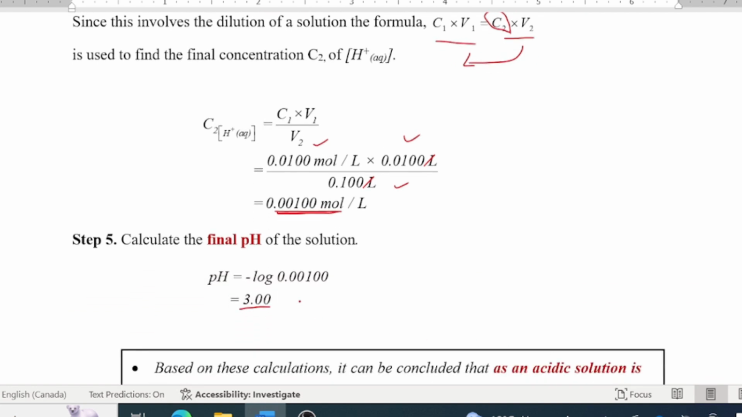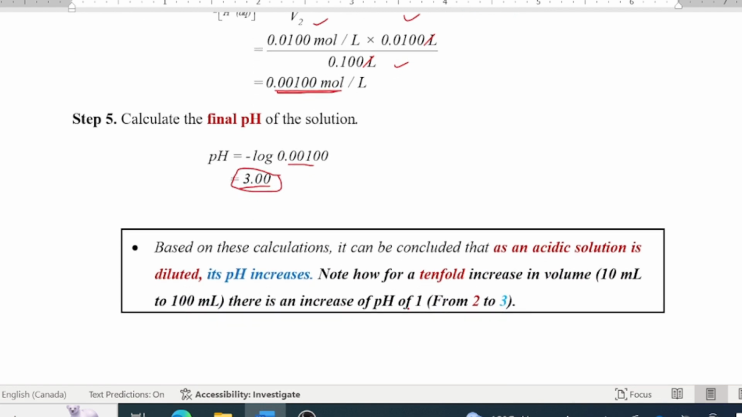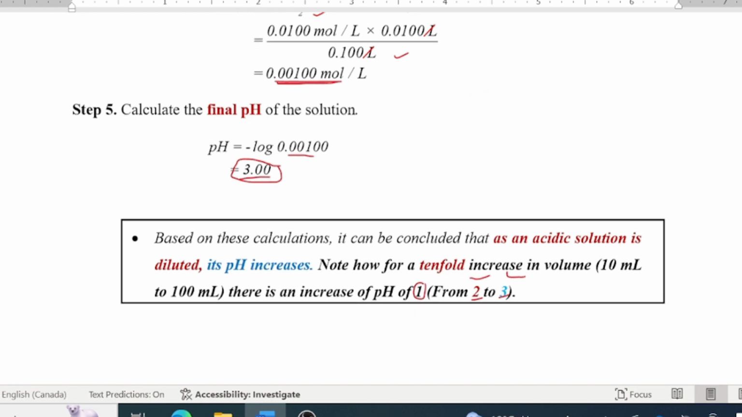So that will be the final concentration of your hydrogen ion, negative log of that is equal to 3. So original pH was 2. When it was diluted to 100, it changes from 2 to 3, right? And there's a change of pH of 1. Okay, it changed from 2 to 3. So note that every time you dilute an acid, its pH rises.